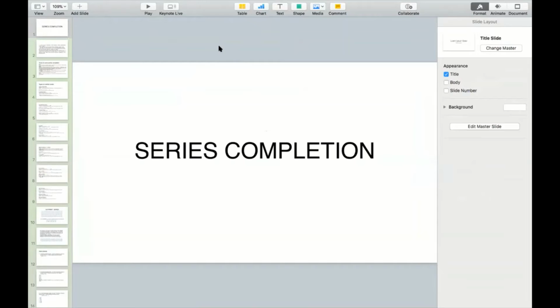Going to start with the first topic of logical reasoning, which is series completion. Now, guys, in this particular topic, we are going to focus on number series, alphabet series, and alphanumeric series, which will be the combination of alphabet and number series.